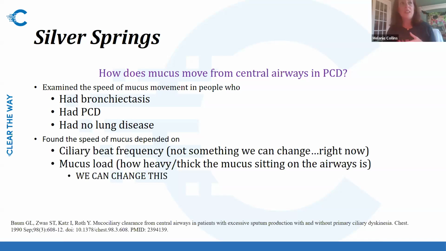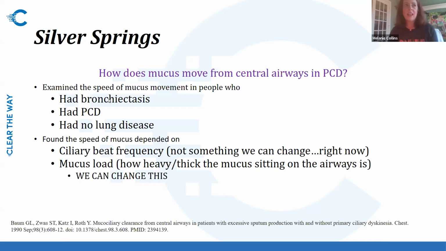And they found that the speed of the mucus movement was really dependent on how fast your cilia beat, which is not necessarily something we can change right now. There's always new research to be done. And the mucus load, so how thick or heavy the mucus sitting on your breathing tubes is. And this is definitely something we can change.